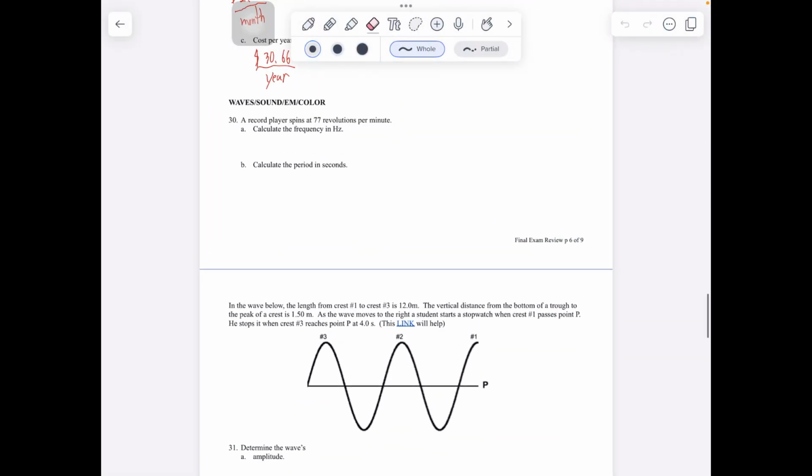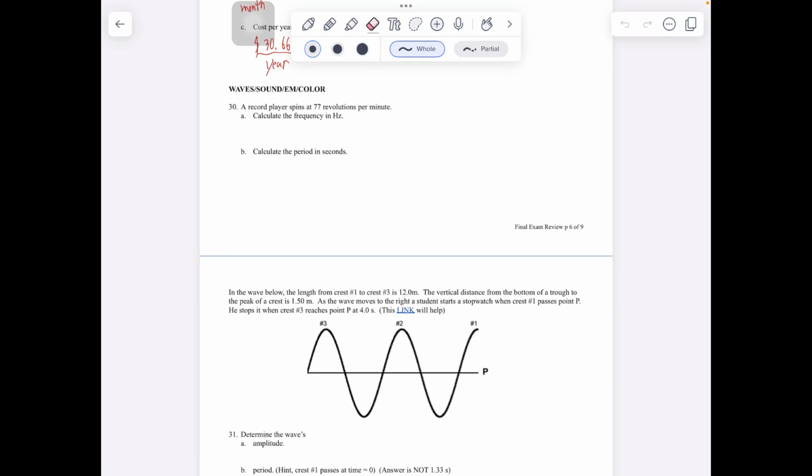Alright, on to wave, sound, and color. Number 30, the record player spins at 77 revolutions per minute. Calculate the frequency in hertz and calculate the period in seconds.